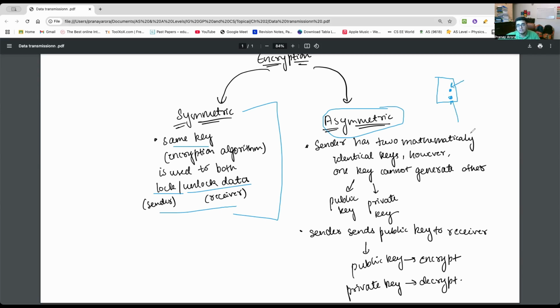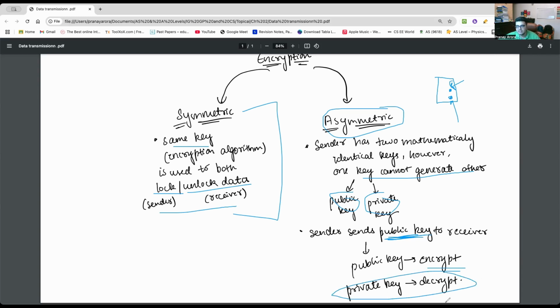So suppose your key is stolen, whoever the thief is, they won't be able to open your locker. Or if the bank is in crisis, if there's a thief at the bank, you would still have your second key, so nobody will be able to open your locker. So the sender has two mathematically related keys. However, one key cannot be generated from the other because both keys are different. One is a public key, one is a private key. The sender will first send the public key to the receiver, and using the public key, it will encrypt the data. And the receiver, using the private key, will decrypt the data. It will unlock the data.